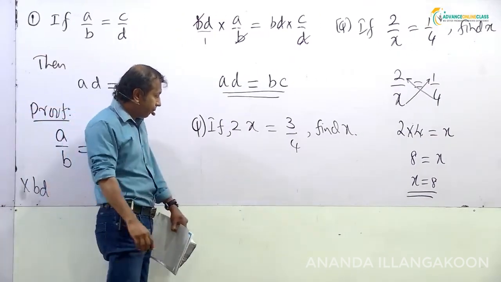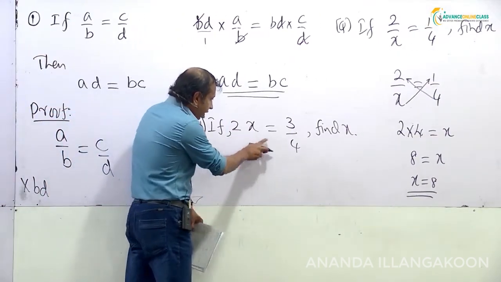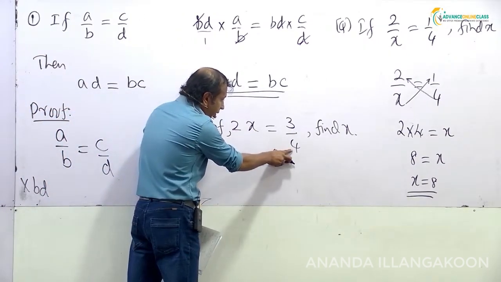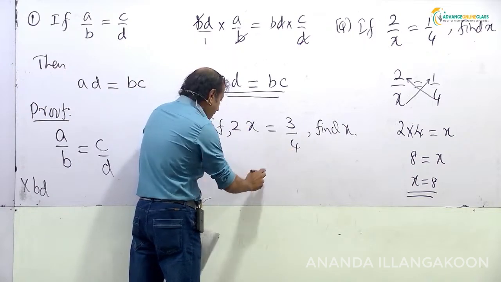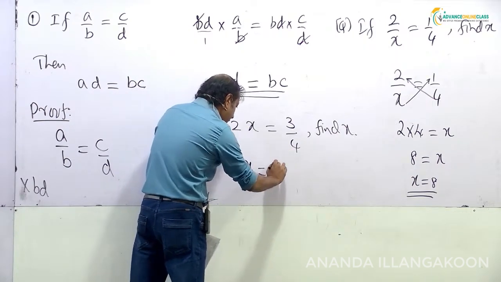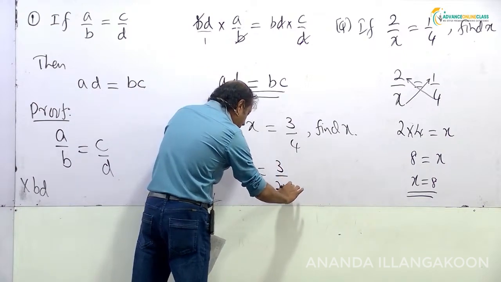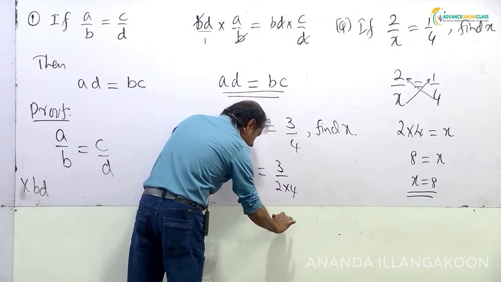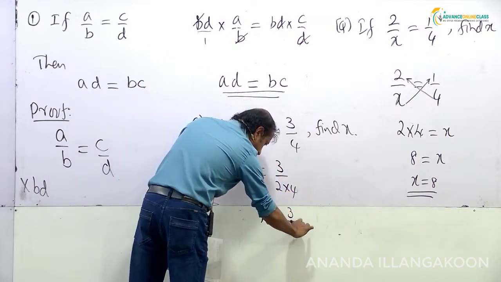Then what do we do? Only one number we bring here. Right? X equals, bring this to here, 3 over 2 into 4. X equals 3 over 8. Okay.